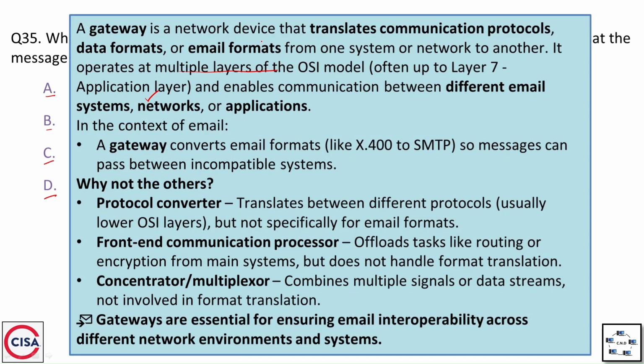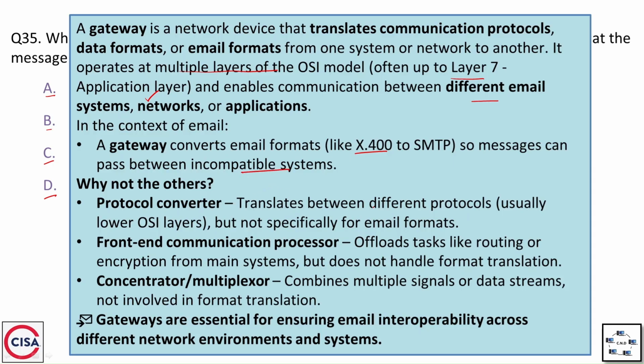So a gateway is a network device that translates communication protocols, data formats, or email formats from one system or network to another. It operates at multiple layers of the OSI model, often up to layer 7, that is application layer, and enables communication between different email systems, networks, or applications. In the context of email, a gateway converts email formats like X.400 to SMTP, so messages can pass between incompatible systems. Why not the others?